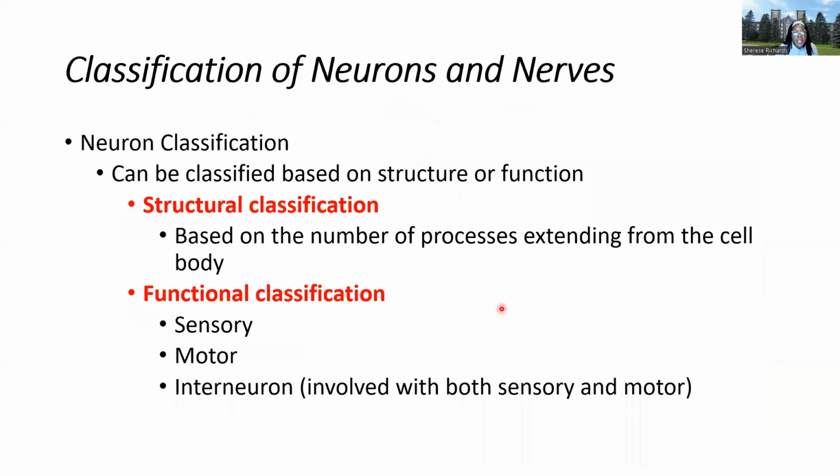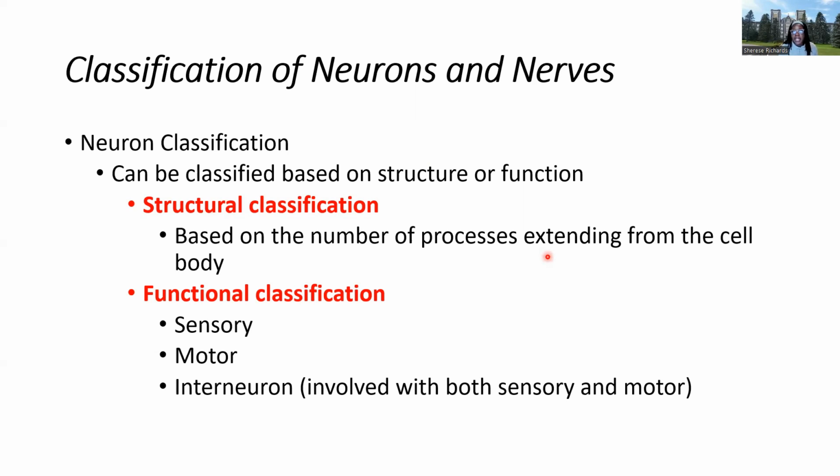Okay, continue on with neurons. We can classify neurons based upon their structure and function. So on that, we can think about the number of processes that extend from the cell body. And so on that basis, we can think about unipolar versus pseudopolar or multipolar neurons. Or we can classify neurons based upon their function. So what is their job or their role in terms of perception?